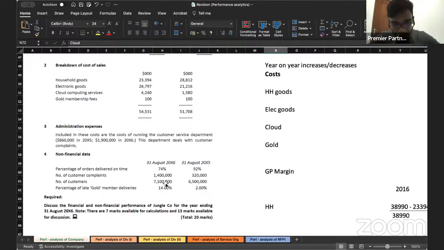Percentage of late gold member deliveries. Look at this: late deliveries last year were 2%, this year 14%. This tells you that you have to close your logistics hub down and use international delivery partners. There are so many things for you to talk about. Any questions?